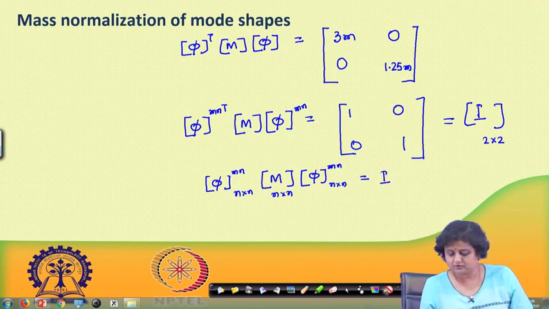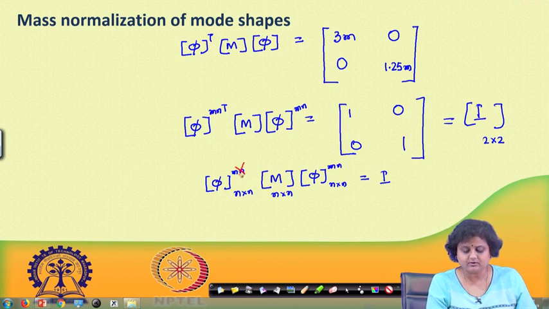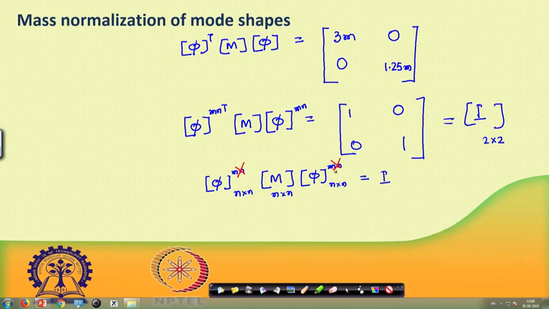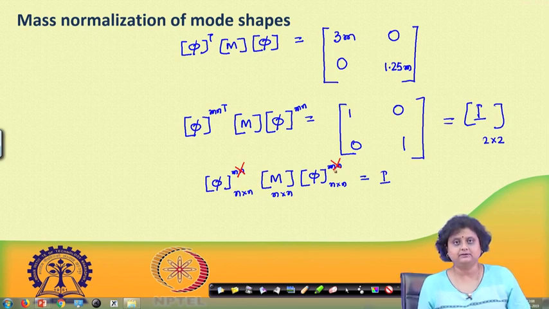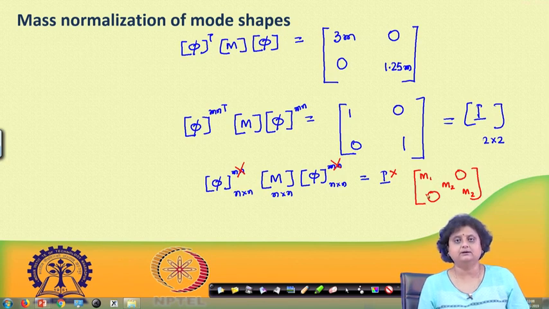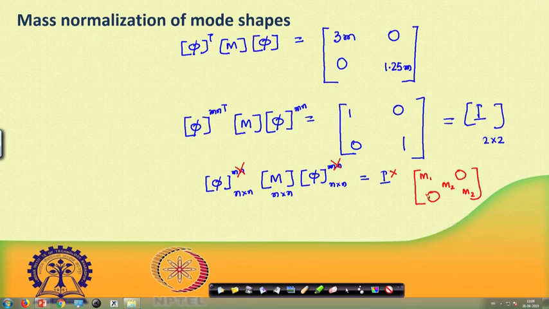If they are not mass normalized, if I don't mass normalize them, if I just take any modal matrix having any form of the eigenvectors, then this is not going to be I, but instead a diagonal matrix having certain non-zero diagonal terms and all the off diagonal terms being 0. So, this is going to be used in later part of the lecture to solve the other different classes of problem.